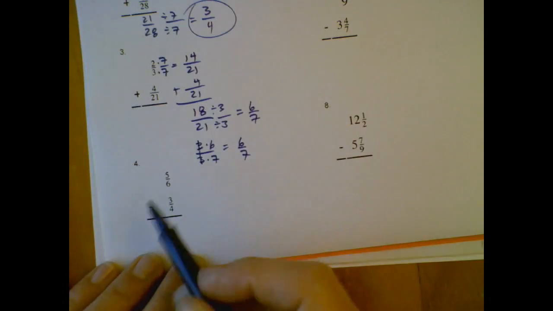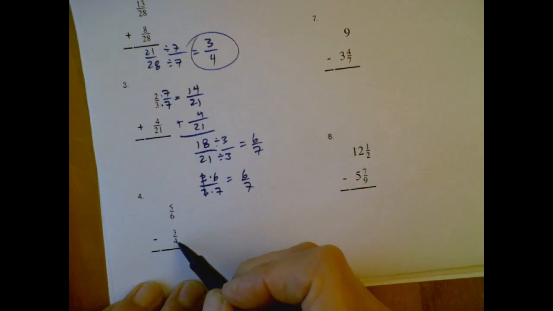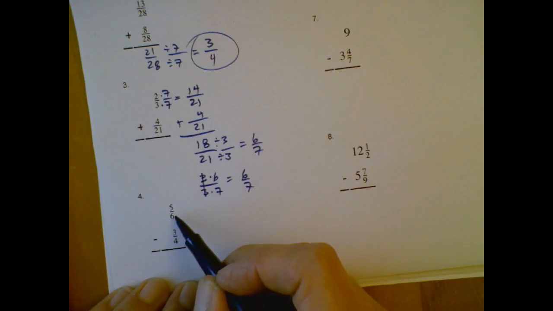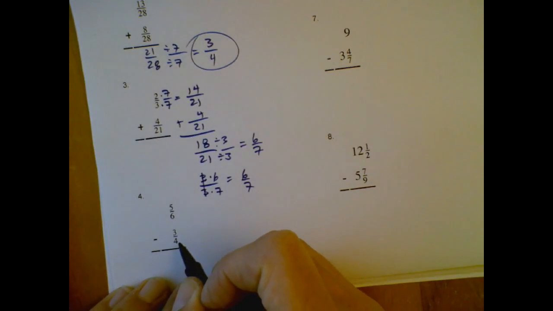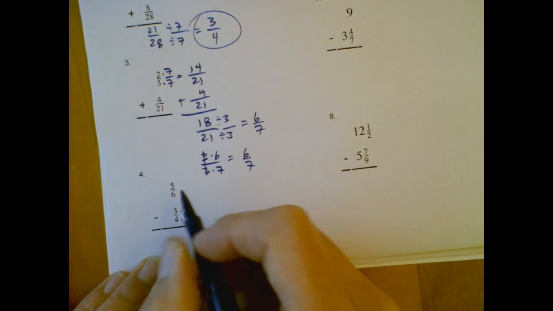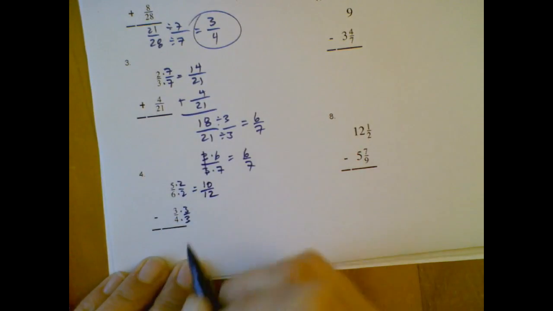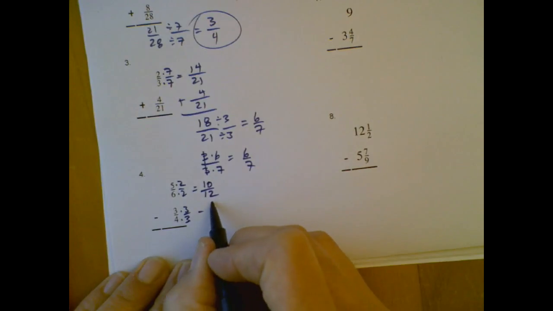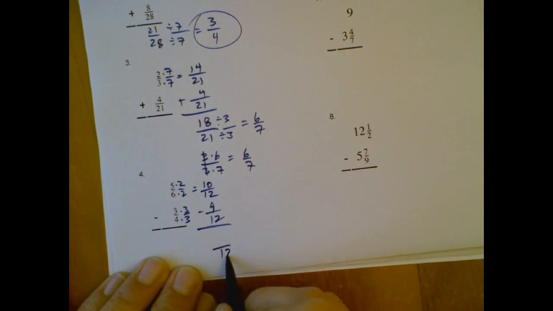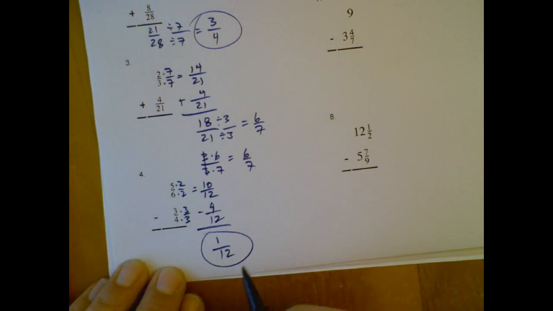Number 4, 5/6 minus 3/4. I could multiply this by 6 and this by 4 and have 24 be my denominator. But hey, if I multiply 6 by 2 and I multiply 4 by 3, I get 12, because 12 is a multiple of both 4 and 6. So I'm going to multiply this fraction top and bottom by 2, and this one by 3. That leaves me with 10/12 minus 9/12. So obviously my denominator is going to be 12. 10 minus 9 is 1. There's my answer.